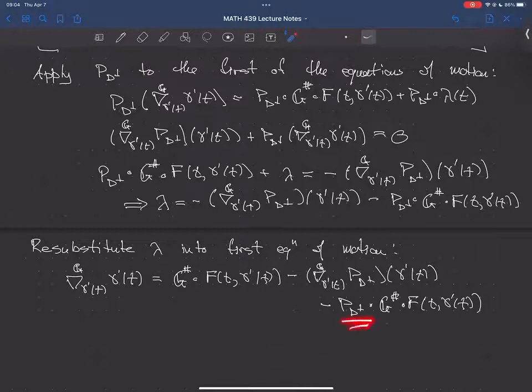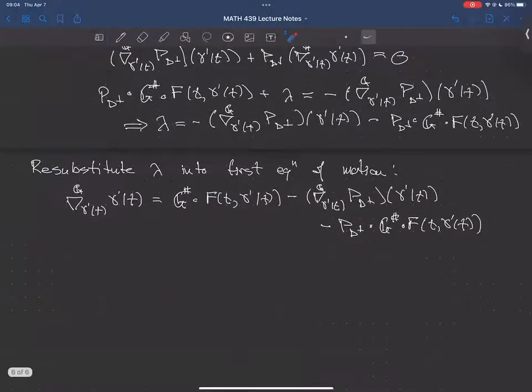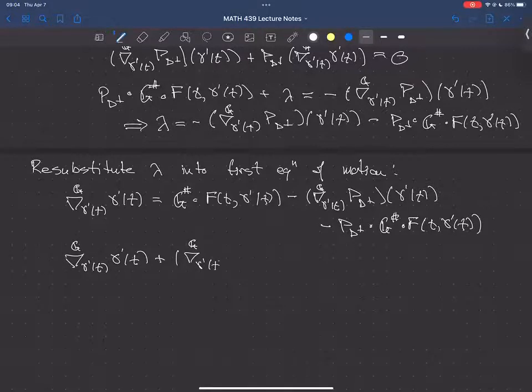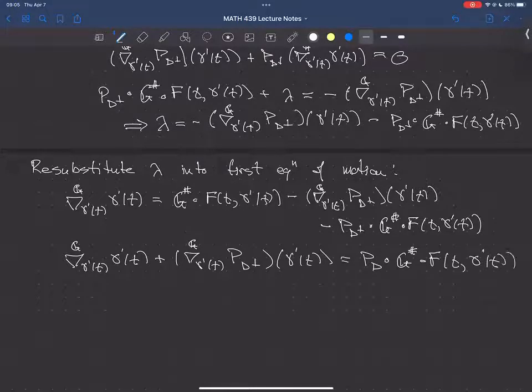And this is the D perp component. And so this minus this has to be the D component. So you get nabla G gamma prime of T of gamma prime of T plus nabla G gamma prime of T P D perp of gamma prime of T equals P D of G sharp of F of T gamma prime of T. Okay, good. So that's kind of a final form of the equations of motion.